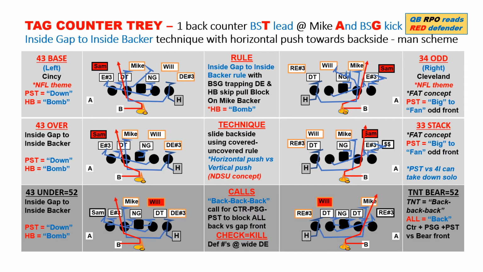Another inside gap scheme to that inside gap family is what we call a tag counter tray. All this does is tag means it's going to be the tackle and the guard now pulling. So the H will fill and seal that defensive end for the pulling tackle. The guard will still kick out the defensive end, but now the tackle will lead up on the Mike.